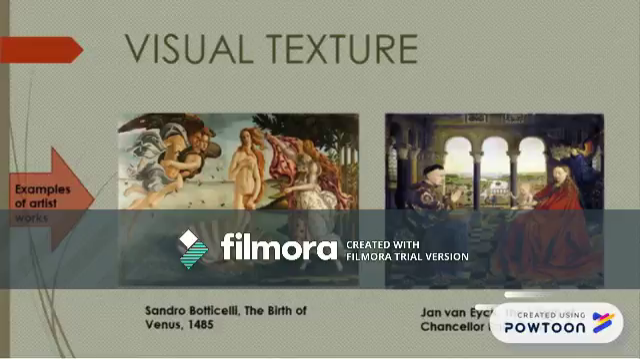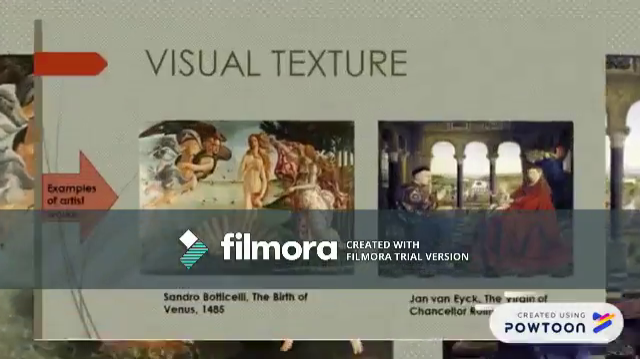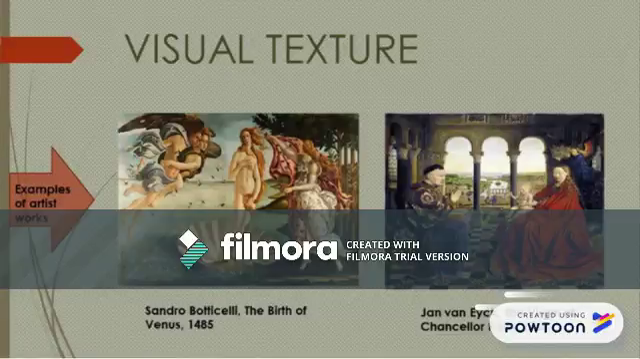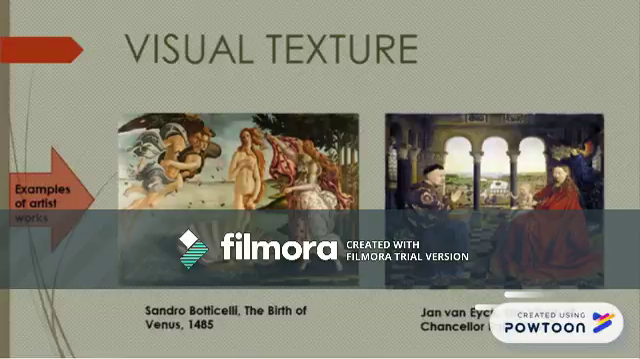Visual texture is shown in Sandro Botticelli's The Birth of Venus, made in 1485, through the portrayal of the shell, creases and pleats of the characters' dresses. Jan van Eyck's The Virgin of the Chancellor Rolin in 1435 portrays texture in the interior architecture as well as in the clothes of the characters by showing the realistic attributes of pleats and creases.